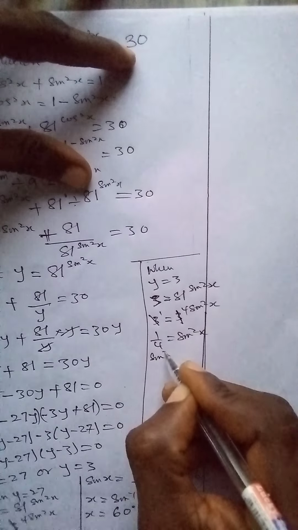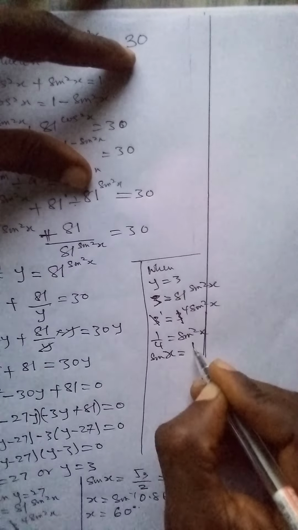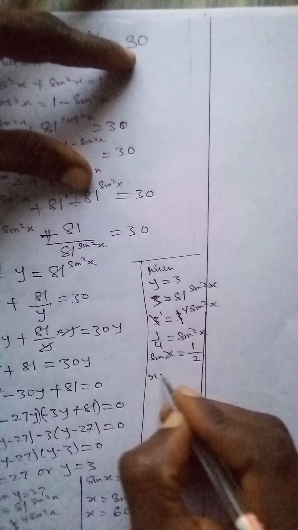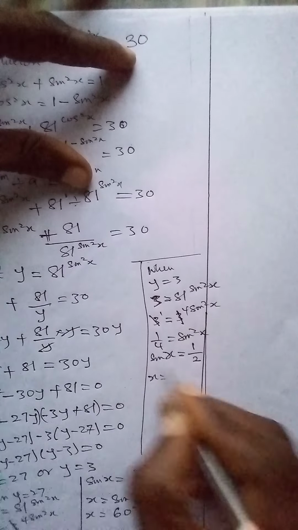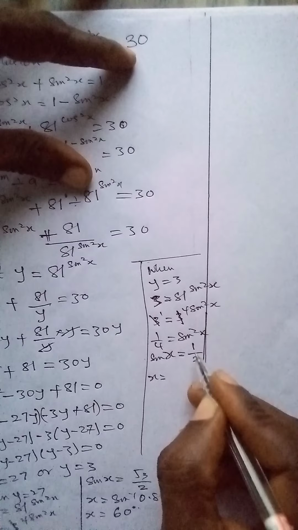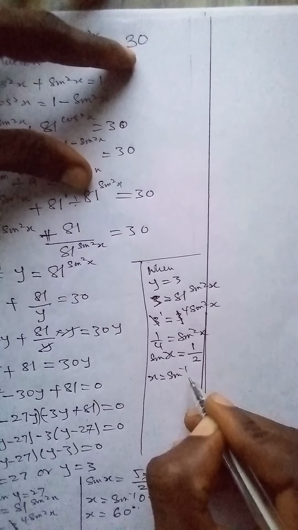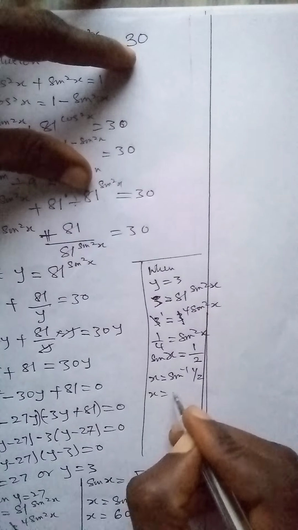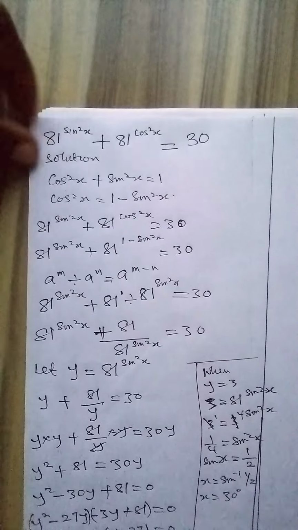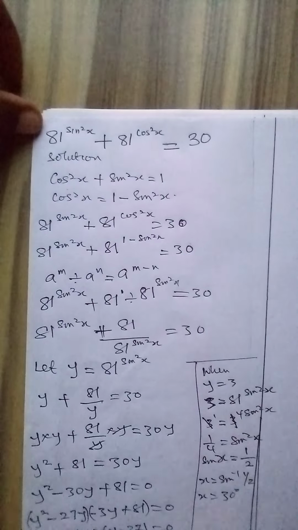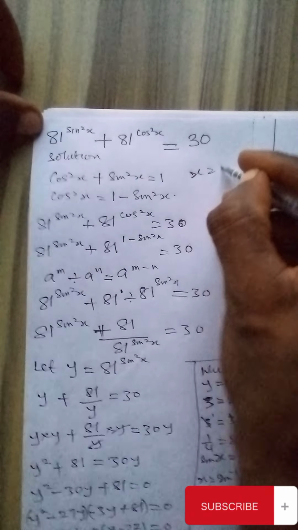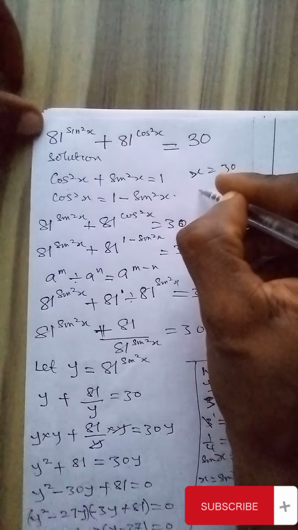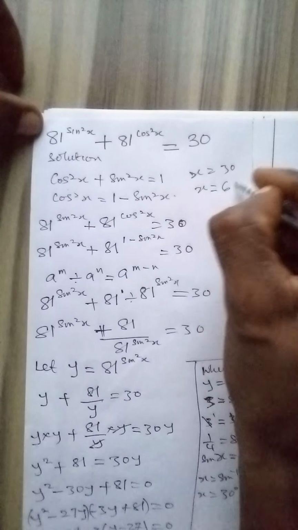So sine x becomes 1 over 2. Now, x will be the sine inverse, or arc sine, of 1 over 2, and arc sine 1 over 2 is 30. So x is equal to 30 in this case. So the values of x that satisfy this equation are x equals 30 and x equals 60.